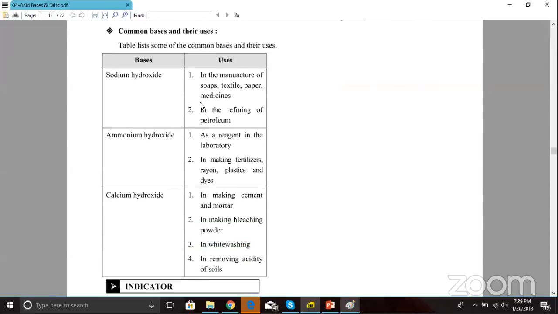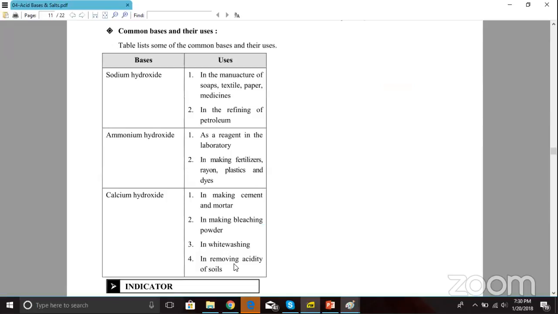Some common bases and their uses: sodium hydroxide, NaOH, is used in the manufacture of soaps, textiles, paper, and medicine, and also in the refining of petroleum. Ammonium hydroxide is a very good reagent in the laboratory, and is also used in making fertilizers, rayon, plastics, and dyes. Calcium hydroxide is used in making cement and mortar, bleaching powder, in whitewashing, and to remove the acidity of soils.